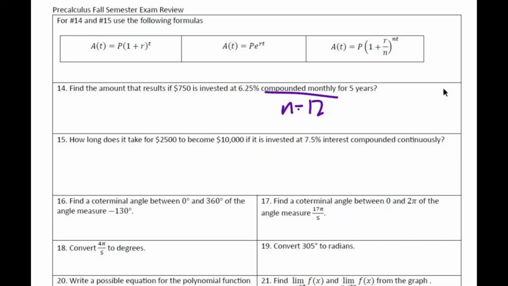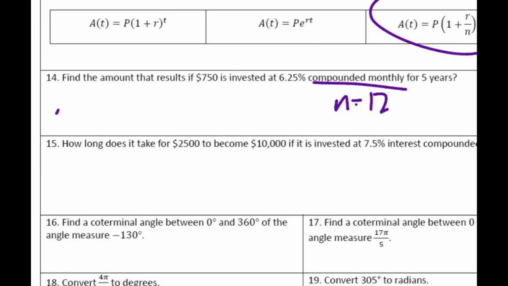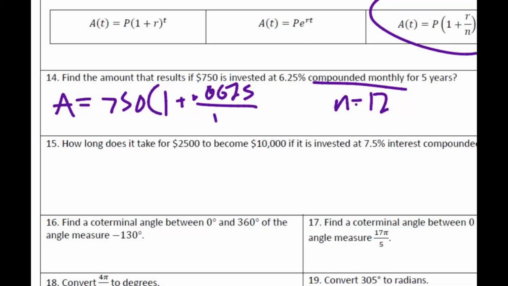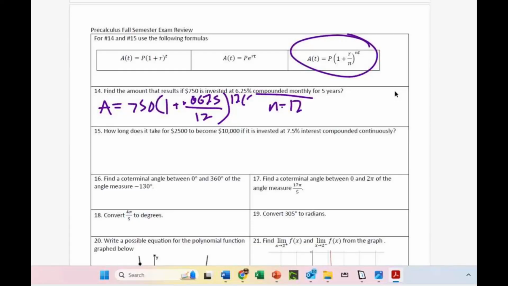All right, here it's just a matter of plugging things in and setting it up. So find the amount that results if 750 is invested. So that's the initial amount. That's our p-value. We're going to be using the compound interest formula, which would be this guy. So I'm looking for the total amount. So A equals 750 times 1 plus, we need to make sure we convert this to a decimal, 0.0625 for our rate, divided by 12. This is going to be 12. And then after how many years? 5 years. Okay. And then we can just plug that into our calculator.